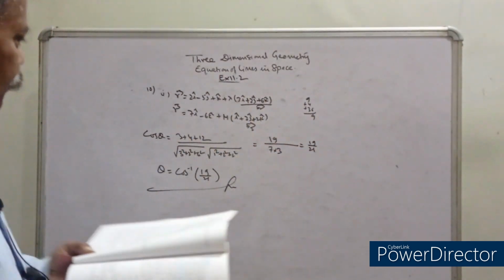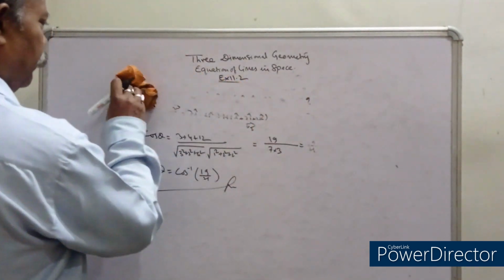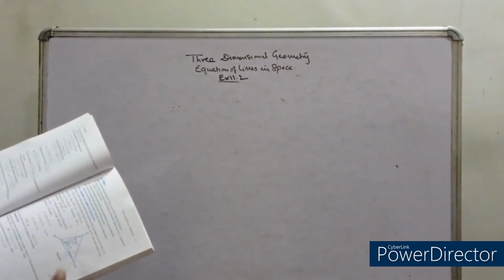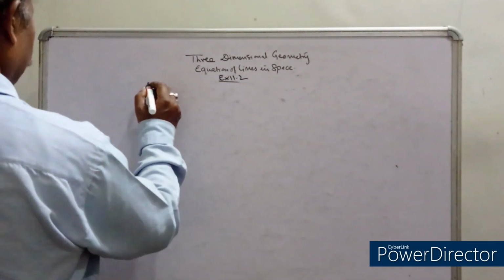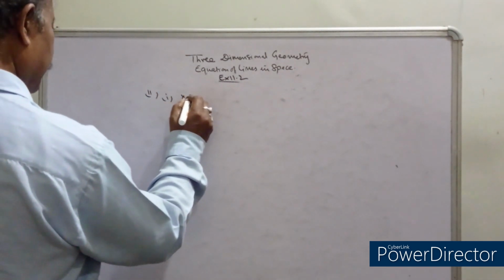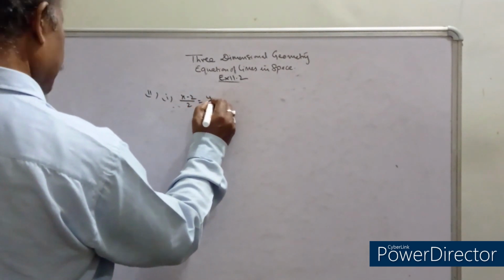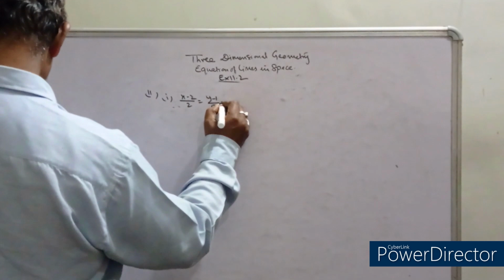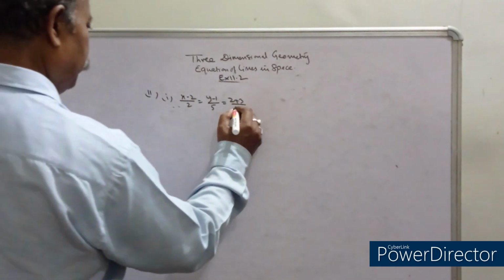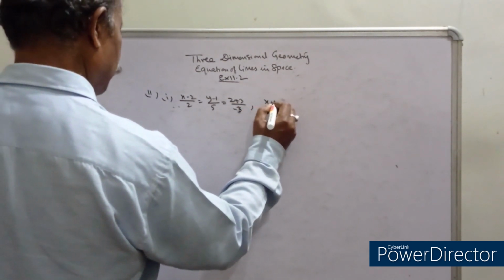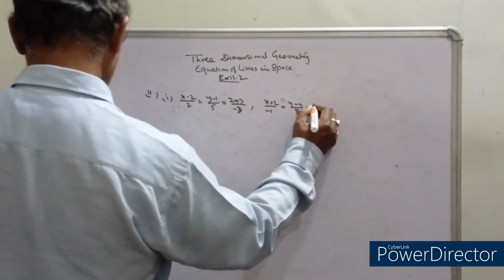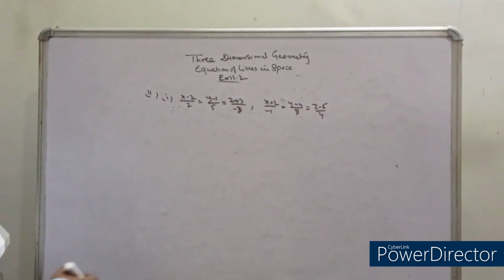Here question number 11, you see that again you have to determine the angle, but the question is given in Cartesian form. Earlier it was given in vector form. Here this question is given in Cartesian form, that is x plus 2 by 2, y minus 4 by 5, z plus 3 by minus 3. So we have to find the angle.